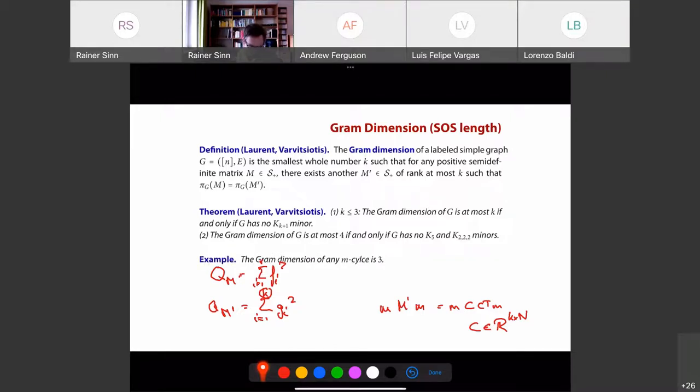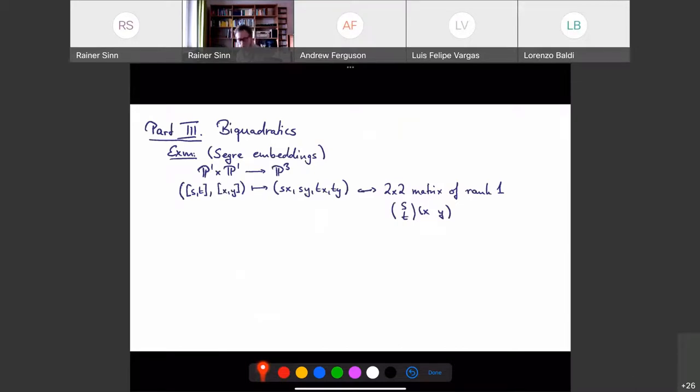Okay, I can't see any other questions, so maybe we'll just do the last part. So I want to talk again about a different topic, in the same setup, same type of questions, but a different focus. So I want to look at biquadratics. I want to look at polynomials that have total degree 4, but they have only degree 2 in two different sets of variables. So how do you get such a thing?